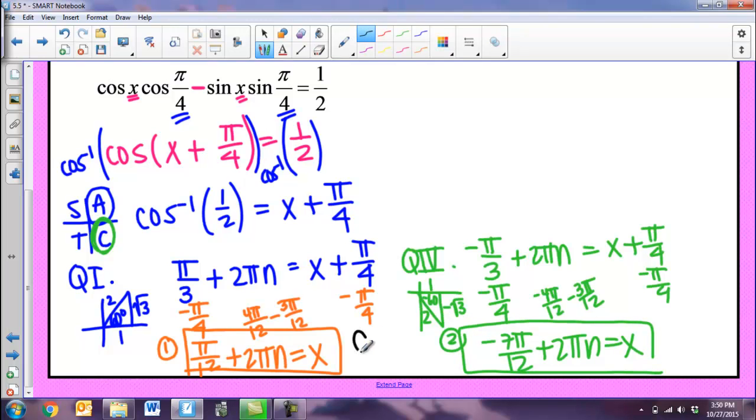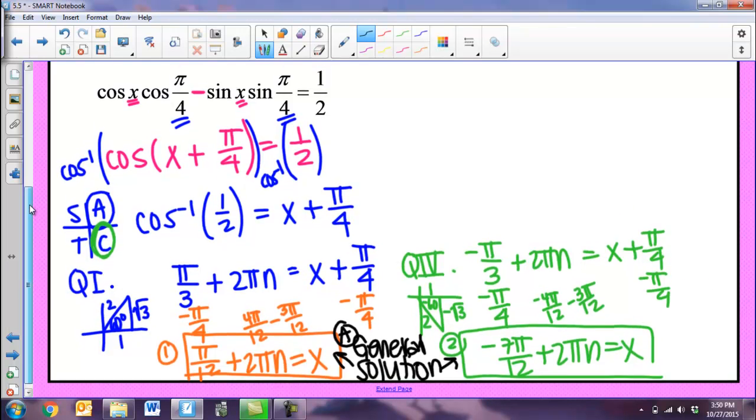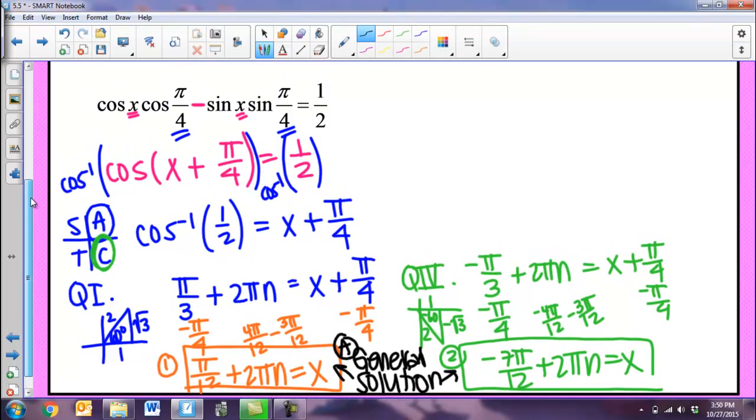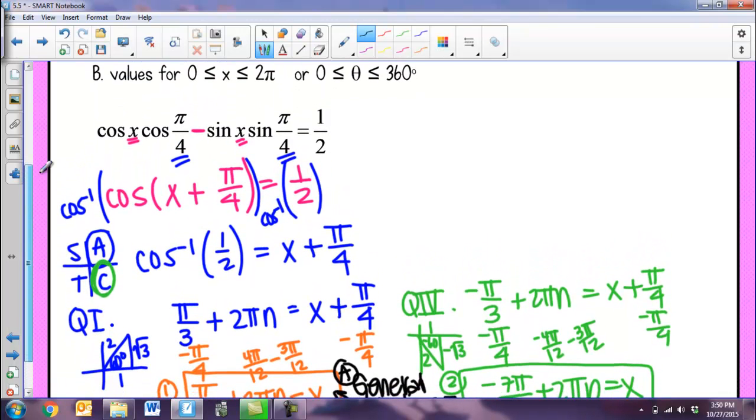So these two equations are your general solution. This is part A. Both of these. Okay? And so, same idea that we had done in the past, we just had to make sure we fixed it in the beginning. And then finally on part B, they ask you for values of the angle that would make this true between 0 and 2 pi.